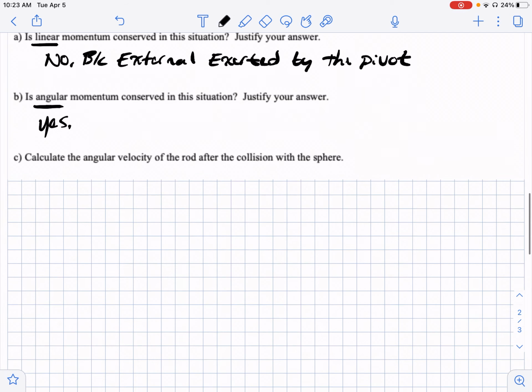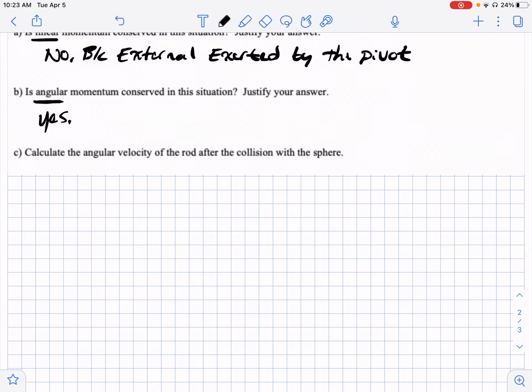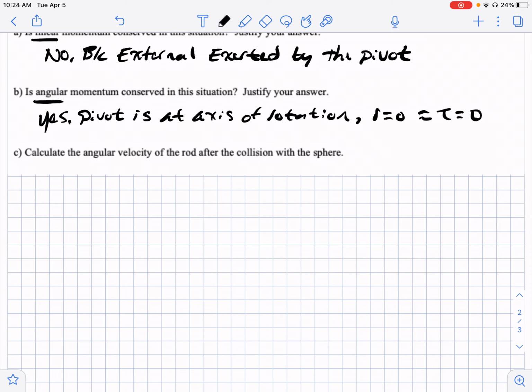So the angular momentum is conserved, because the pivot is at the axis of rotation, so your moment arm is equal to 0, which means that your torque is equal to 0. So there's no external torque exerted by our pivot.